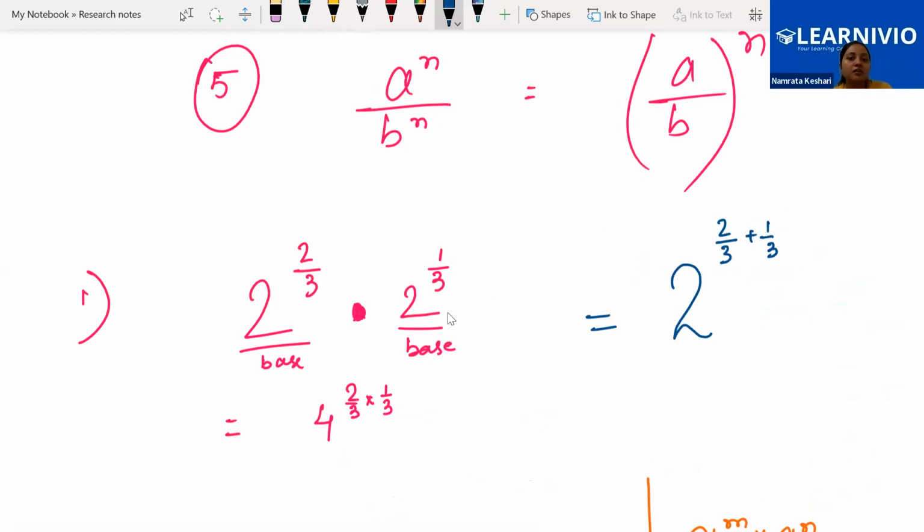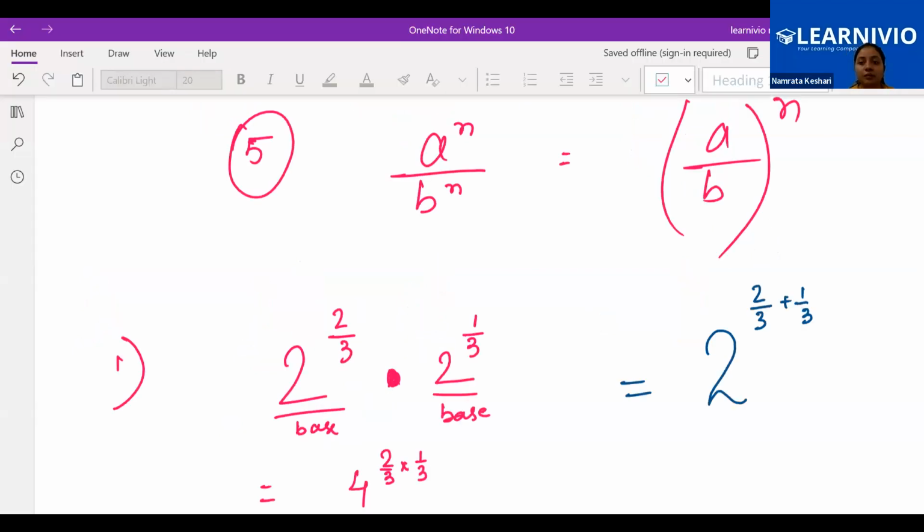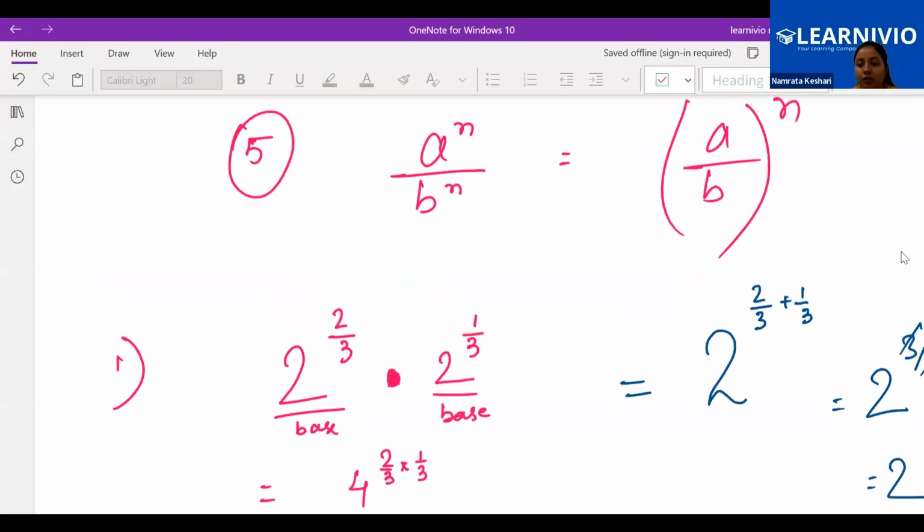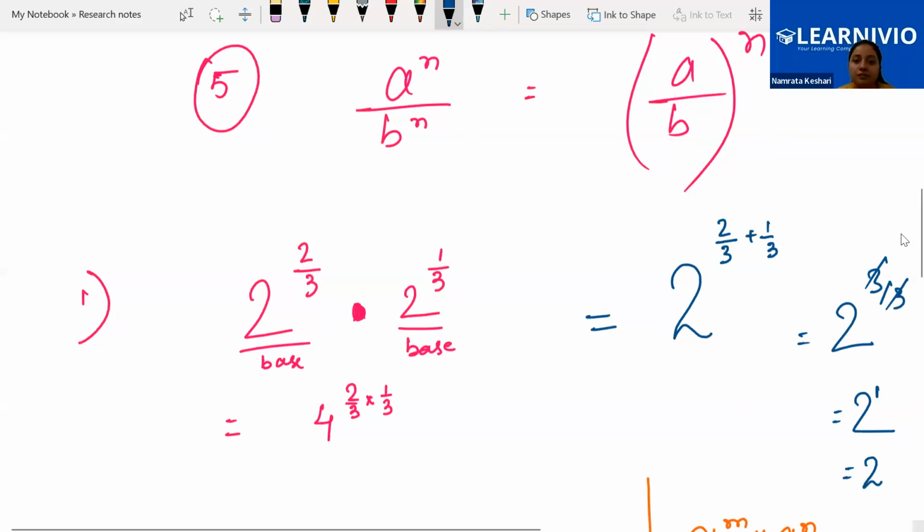Shamya, Shad, Arhan. Ma'am, 2 raised to the power 3 upon 3. That means 2 to the power 1. 3 by 3 gone. We are having 2 to the power 1. That is only 2, right? So the result is only 2, right? Yes, ma'am. Is it clear now?